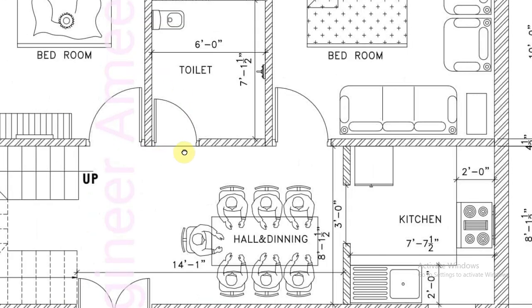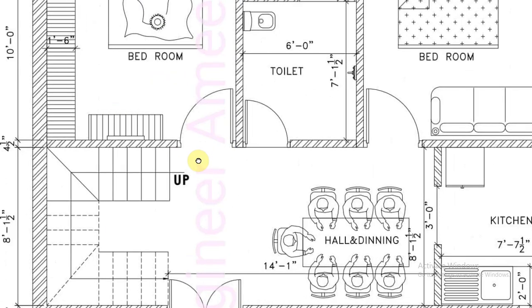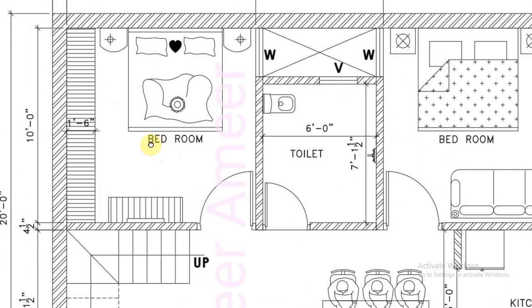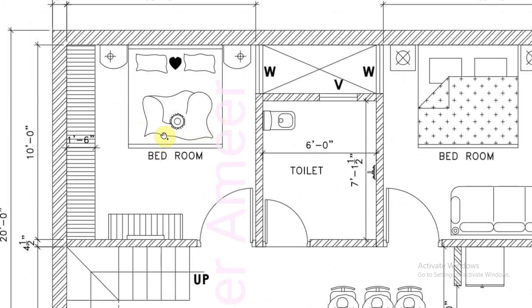Now we'll enter our second bedroom. This is the second bedroom. I designed one door, size is 3 feet by 7 feet, and the bedroom size is 10 feet by 10 feet. This is a square bedroom. Here I place one bed, 6 feet by 6 feet. I also designed one cupboard here, 1 feet 6 inches is the width of this cupboard, and here we can put our TV stand.